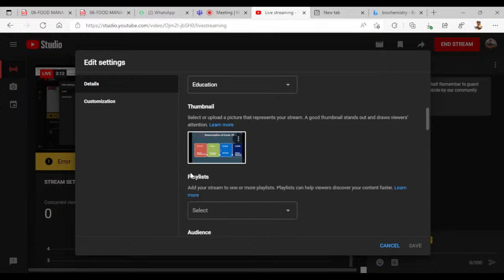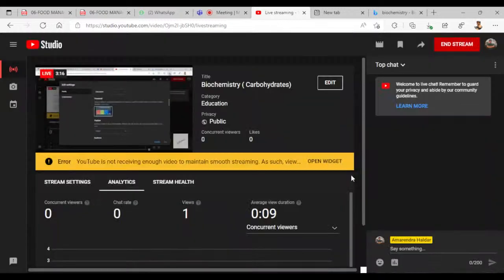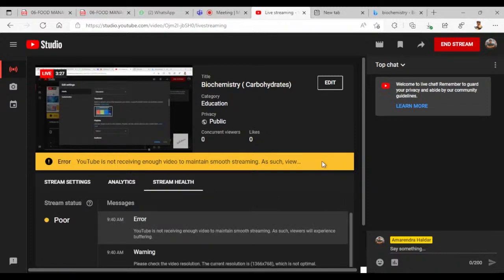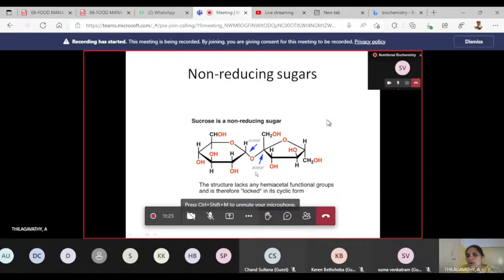So all monosaccharides have a free aldehyde or ketone group, so all the monosaccharides are reducing sugars. When you come to disaccharides, maltose and lactose have a free hemiacetal group, so they are reducing sugars, whereas sucrose is a non-reducing sugar because it has the acetal group locked in the linkage. It does not have a free hemiacetal group.